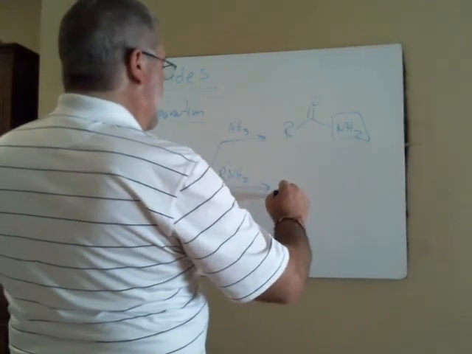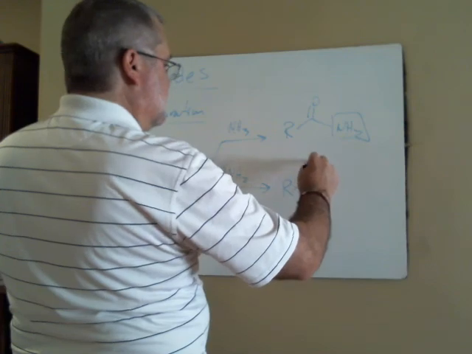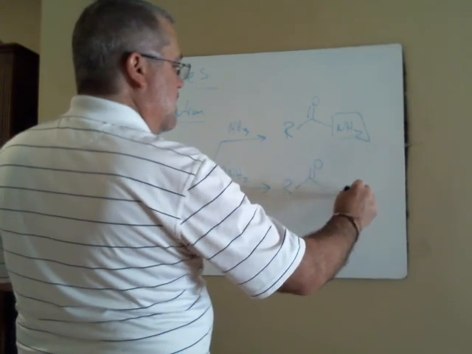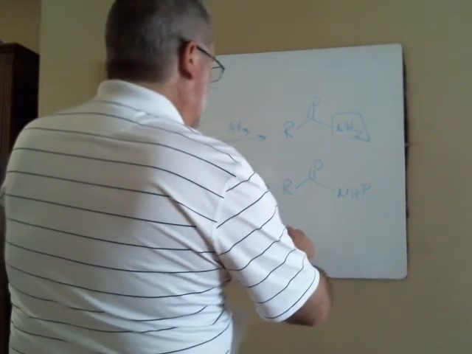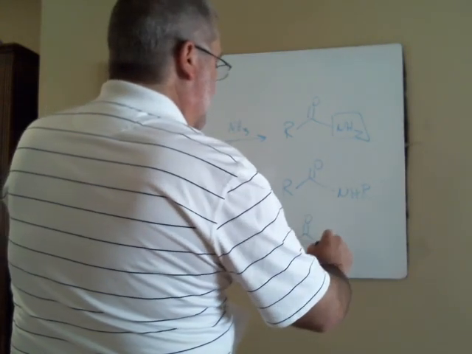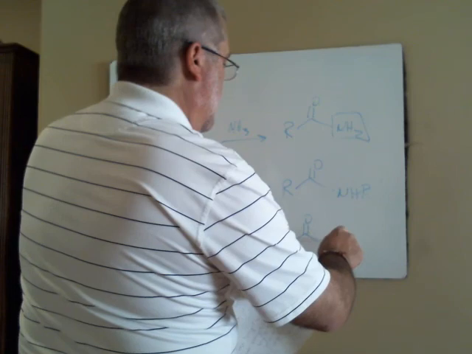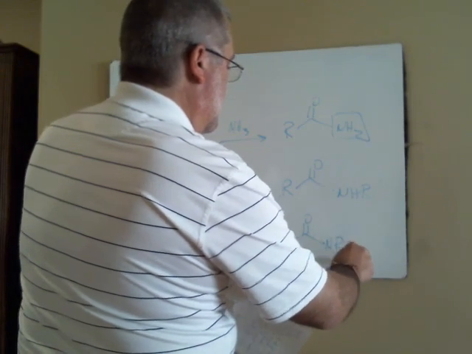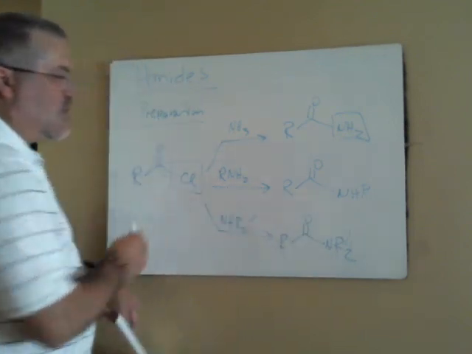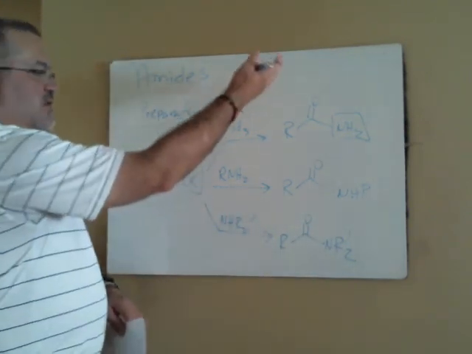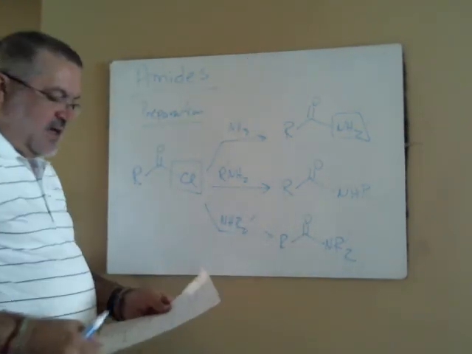Okay? And then here, I'm going to form the primary amide. Here, I'm going to form the secondary amide. And I'm going to put primes there. So basically, this is the best way of making amides.